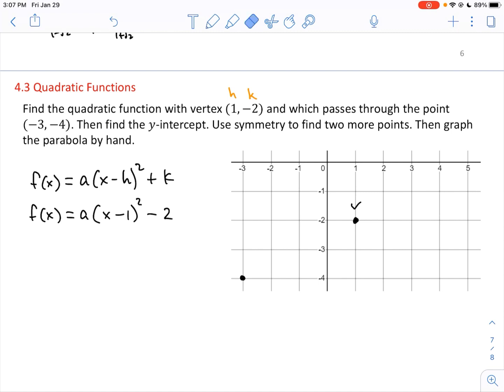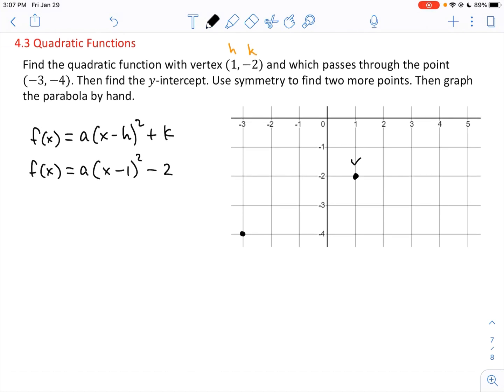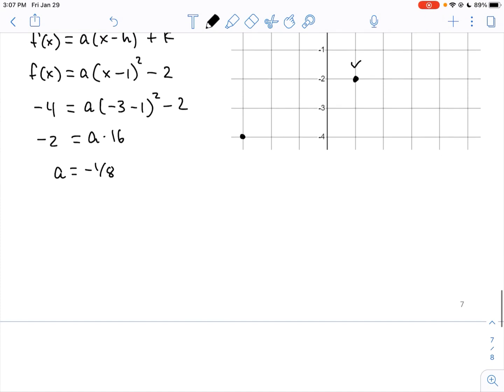And now all we have to do is figure out what a is so that we pass through our point. If I plug in negative 3 for x, I should get negative 4 for y. So we set the output to negative 4. At the same time, I change the input to negative 3. And then this leaves an equation that we just have to solve for a. So I'm going to add 2 to both sides. So we have negative 2 is equal to a. And negative 3 minus 1 is negative 4. And square that is 16. And then divide by 16. And simplify, we get negative 1/8 is a. So our function is negative 1/8 times x minus 1 squared minus 2.